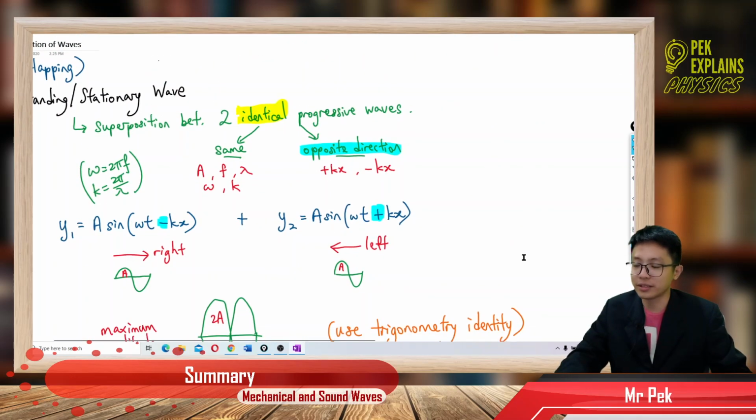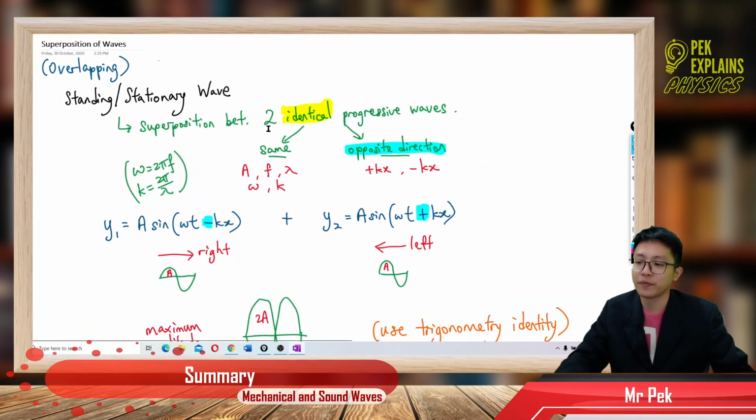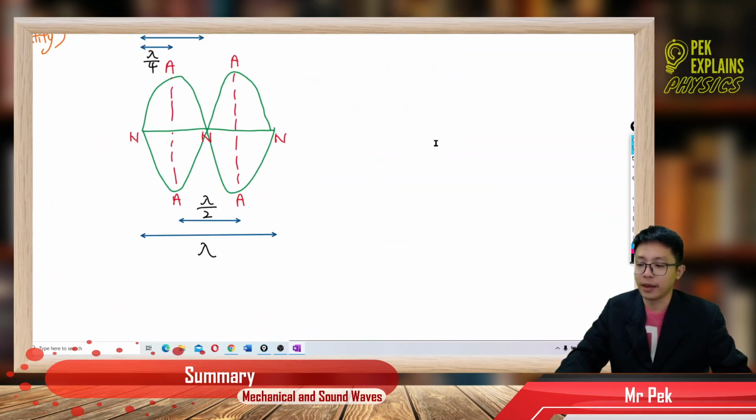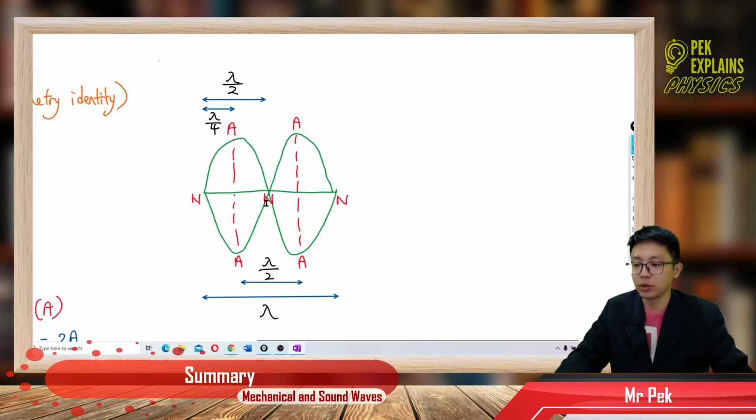Alright, so do you understand how to get the stationary wave? It's the superposition of two identical progressive waves traveling in opposite directions, one to the right, one to the left. Okay, and between node and node, it is half lambda. Between antinode and antinode is also half lambda. Between node and antinode, it is 1/4 lambda. But between node and the second consecutive node is 1 lambda.